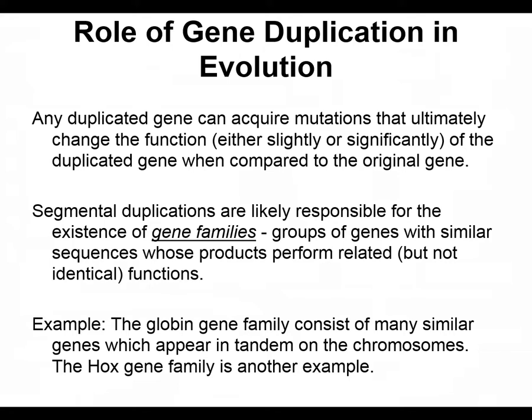The Hox gene family, if you've heard of it, is important for setting up a segmented body structure. That's another example of a gene family. So a gene family is a group of genes that probably originally came from multiple gene duplications, but now function together to serve different, similar but not identical, functions within the organism.